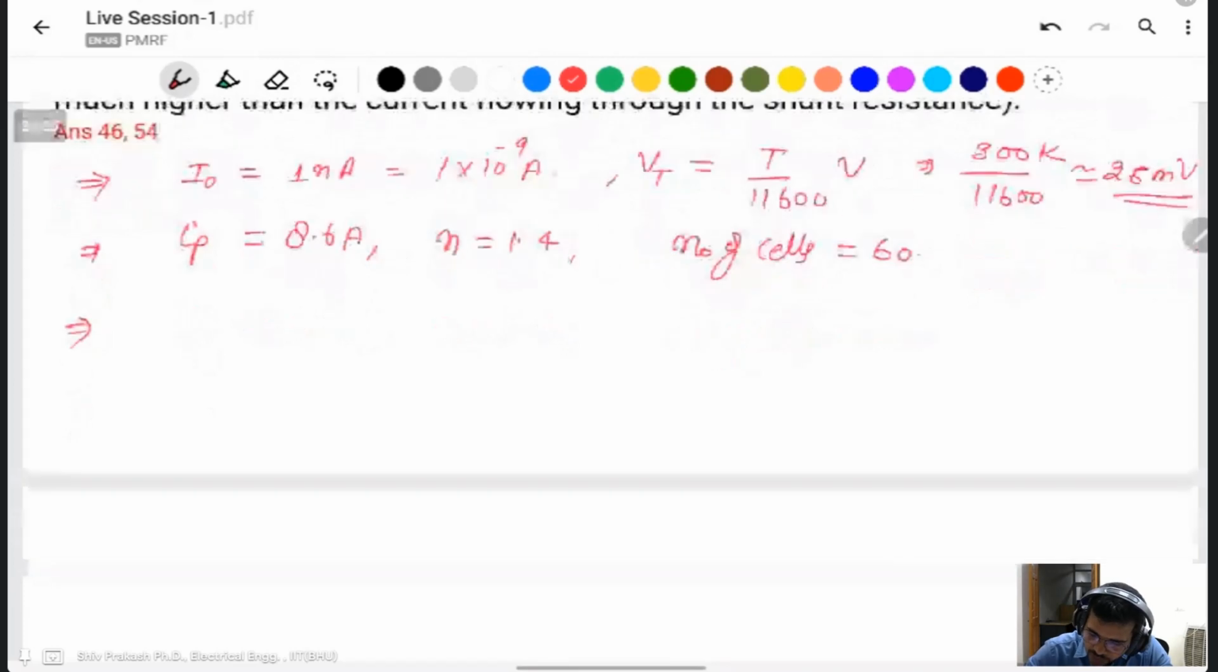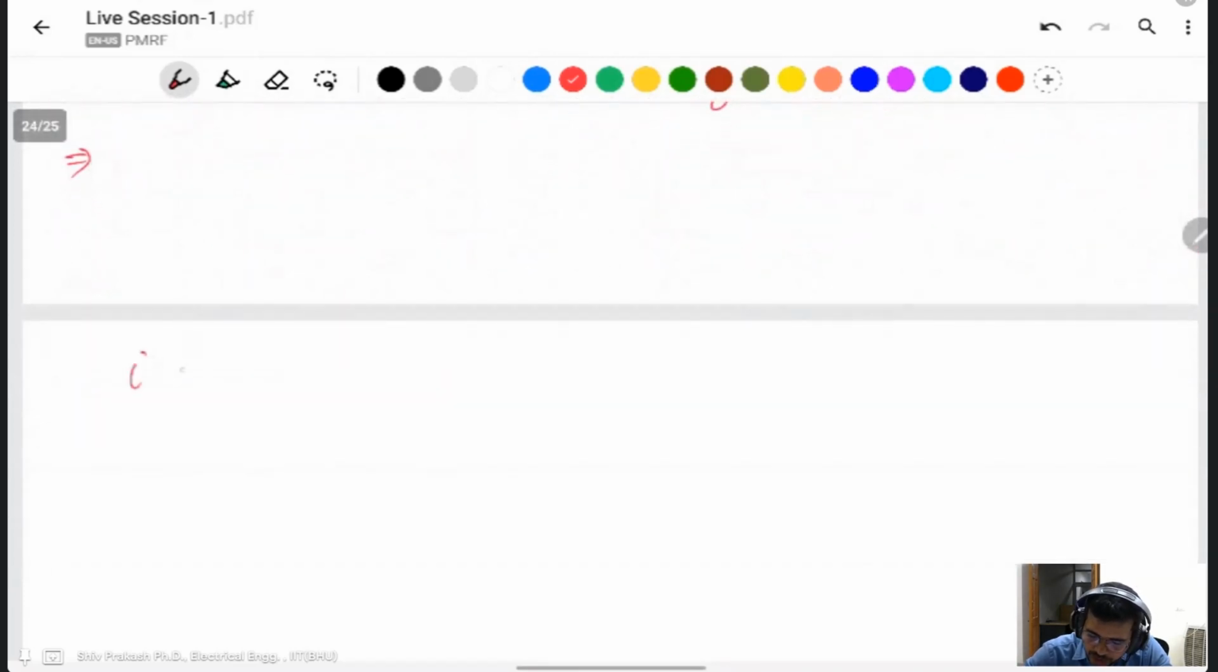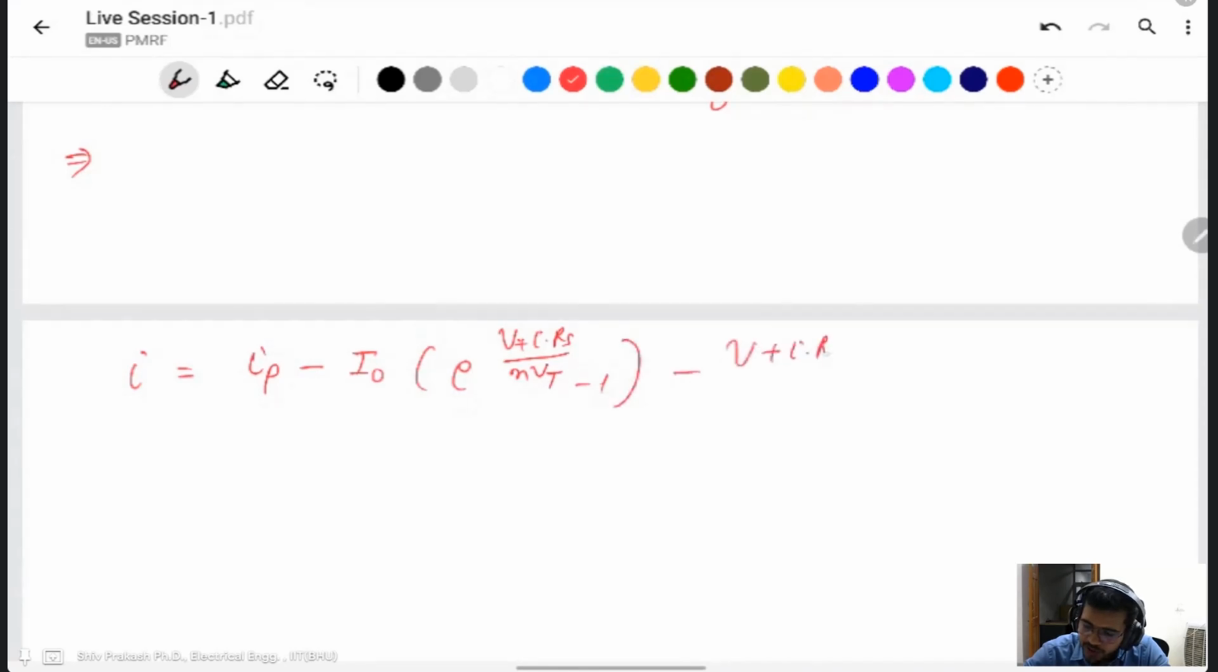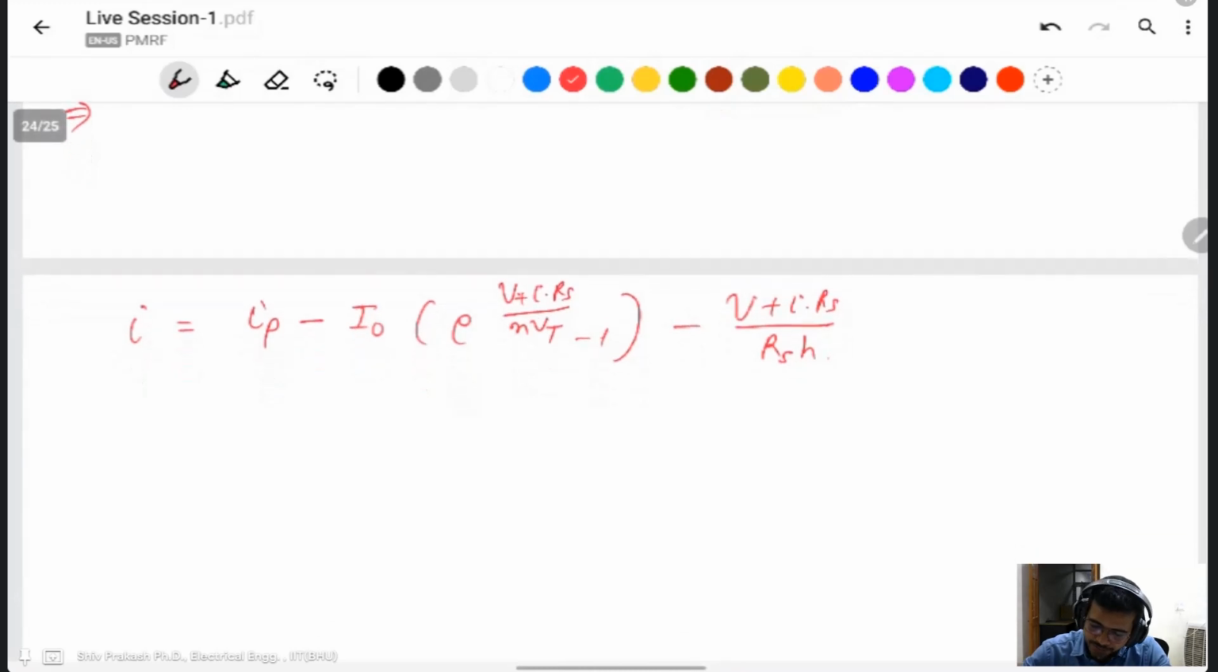You know already, I is equal to IP minus I naught times (e to the power of (V plus I into RS) divided by NVT, minus 1), minus (V plus I into RS) divided by RSH. This will be the current equation of a PV cell.